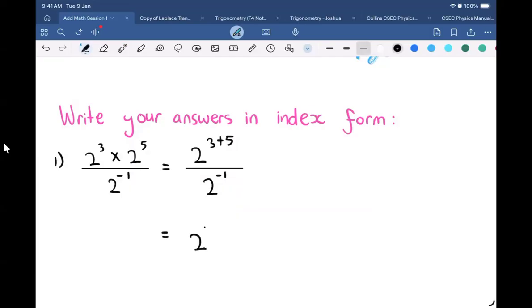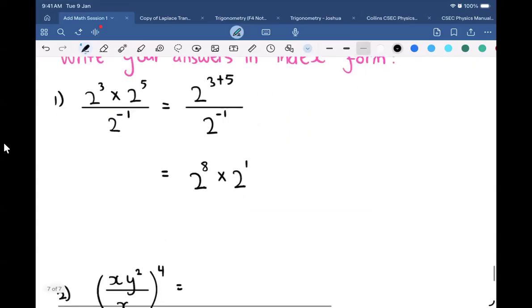So 3 plus 5 is 8. So you send it on top. So you multiply, right? That will turn to 2 to what power? 1. Right. Now it's happy. It's real happy now. It's staying on top, right? So you have it again, you're going to use the same rule: same base, multiplying, and you add the powers. So that's going to be 8 plus 1 is 9. Easy, right?